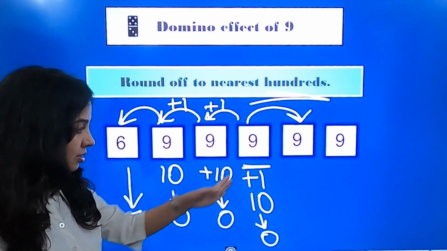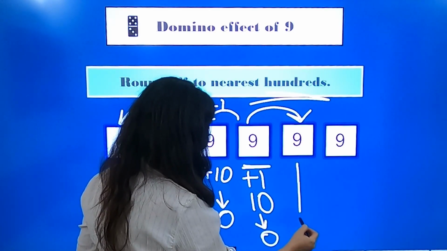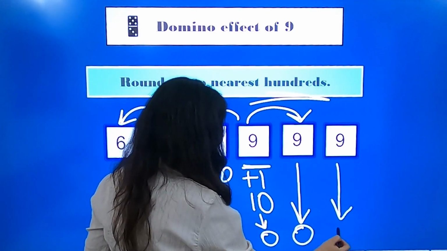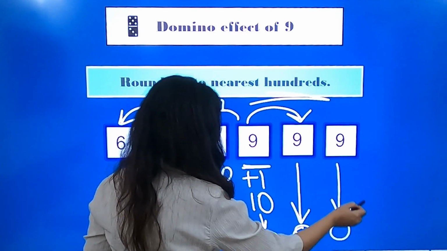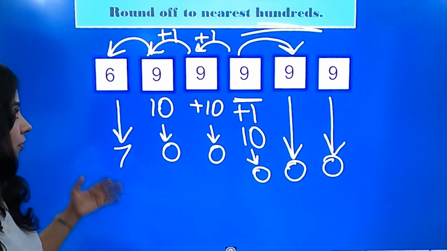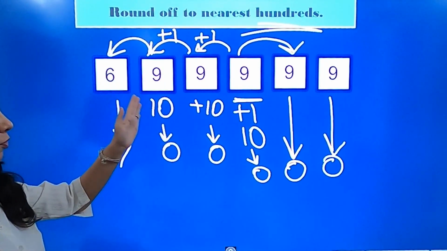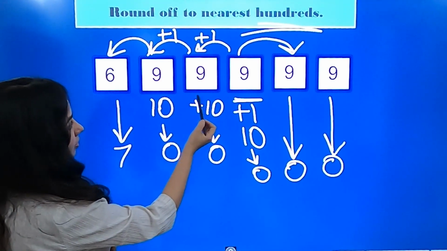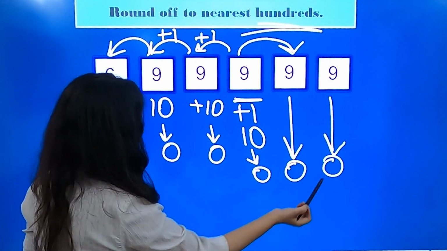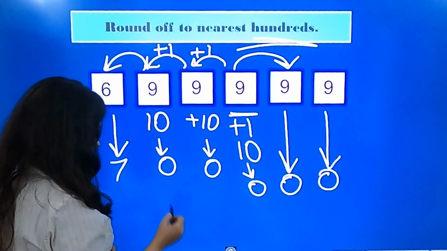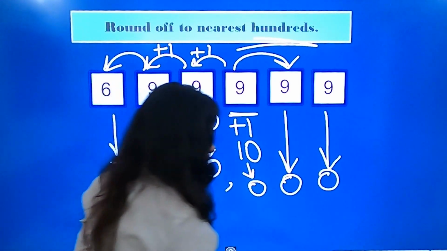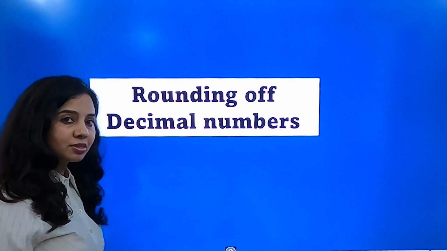Since this was a focus digit, all digits to the right of it will automatically become 0. That we already know. So our number after rounding off to nearest hundreds, our number was 6,99,999, will become 7 lakh. So this is the domino effect of 9.